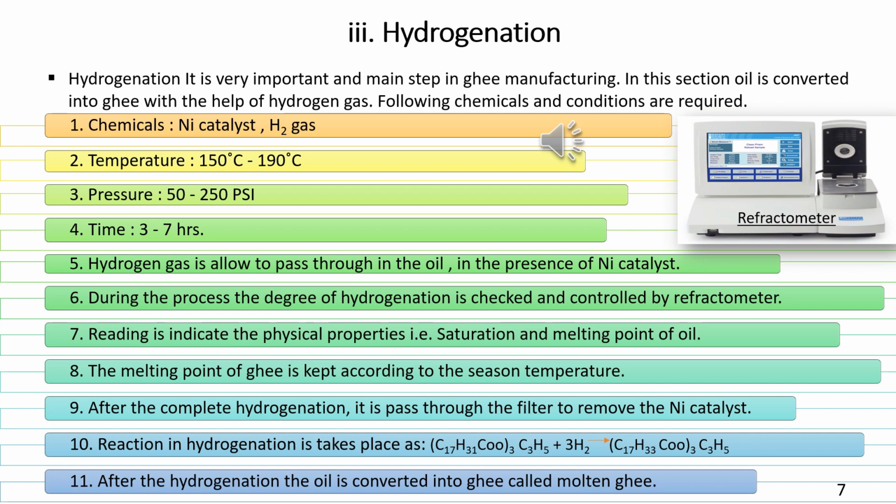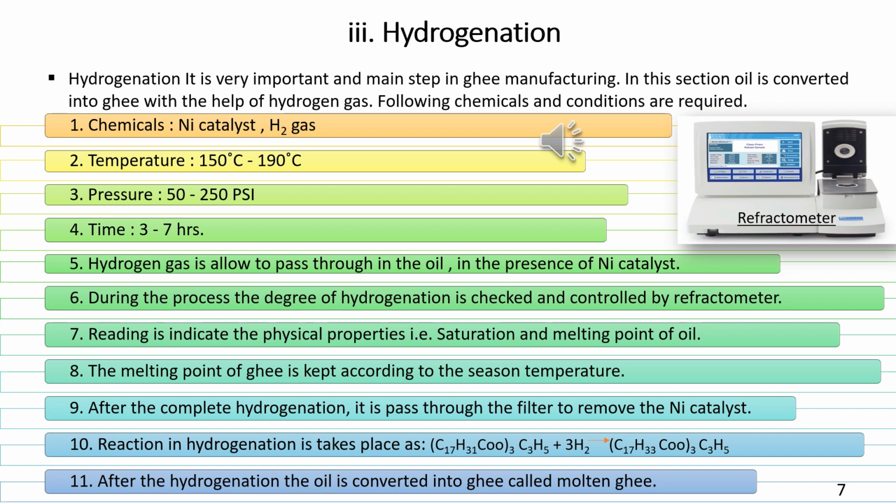In the process of hydrogenation, we add hydrogen gas to the oil in the presence of nickel catalyst. The whole process of hydrogenation is checked and controlled by refractometer. You can see the picture of refractometer on the right side of the slide. This is the most commonly used refractometer in the industry. Some readings appear on the refractometer during the process of hydrogenation, which can tell us about the physical properties of oil, for example, the saturation and melting point of oil.